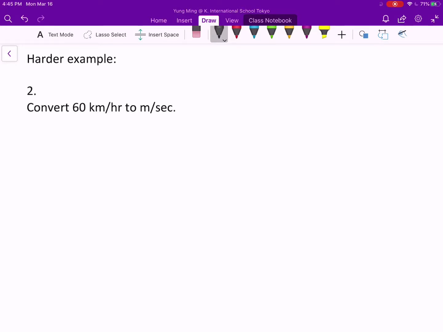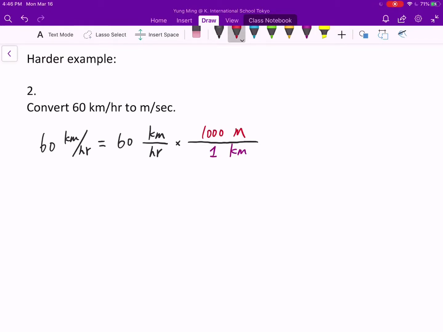Let's do one harder example over here. We want to convert 60 kilometers per hour to meters per second. So let's use this method over here. We got 60 kilometers per hour. That's basically saying that we got 60 with the km on the top and then hour on the bottom. We want to cancel the kilometer, so we're going to put the km over here. I know 1 km is equal to 1,000 meters. So I write like that. So that's how I can cancel my kilometers.